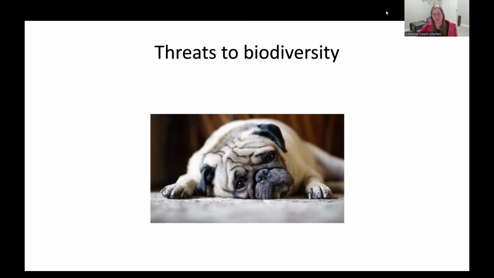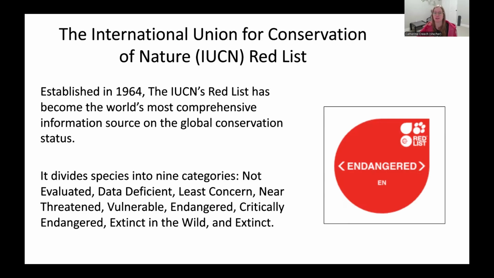Well, there is a group. It is called the International Union for Conservation of Nature, and they have this thing called the Red List. It started in 1964, and the Red List is a way to track the global status of conservation.